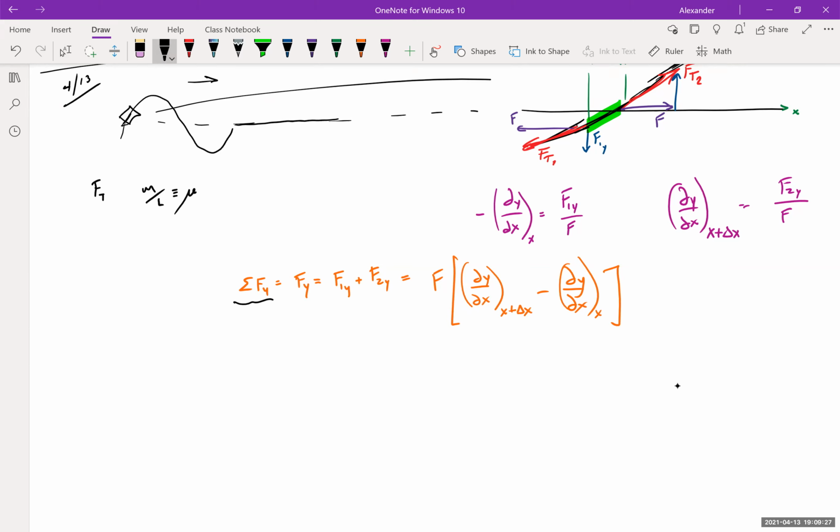What's the mass of that green highlighted segment of string? Well, it has to do with the mass per length. How much length are we talking? Well, it's the delta x between the two points. So that mass is the linear mass density mu times the linear space delta x. That mass times the acceleration should be the net force.